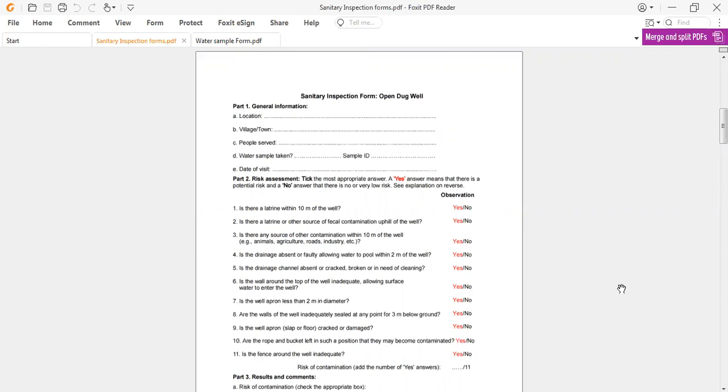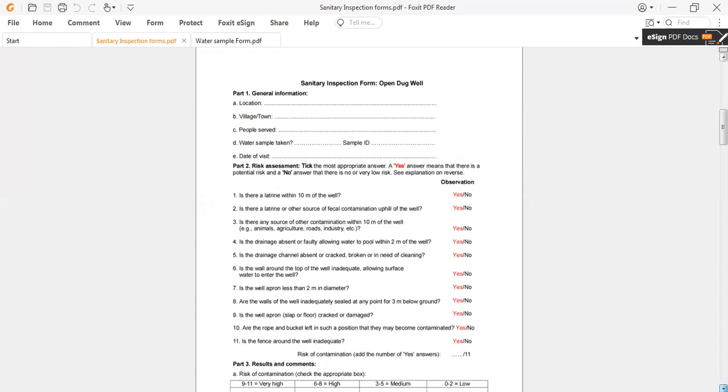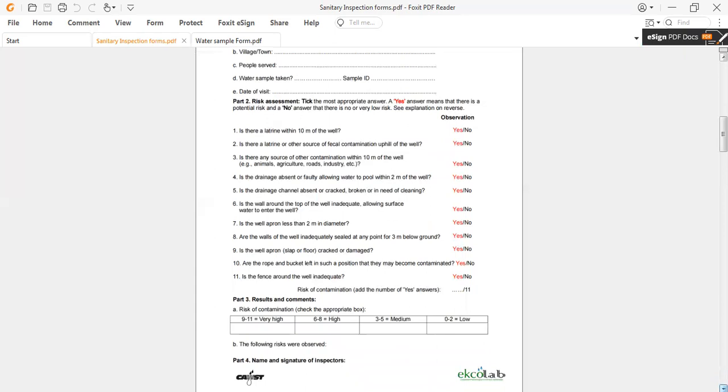Is the wall around the top cover, around the top of the well, inadequate, allowing surface water to enter the well? If the lid that was made for the well is not fitting enough, and water still enters, like for instance rainwater can enter the well, it means there's a high risk of this water becoming contaminated and not good for consumption. Question 7 says, is the well apron less than 2 meters in diameter?